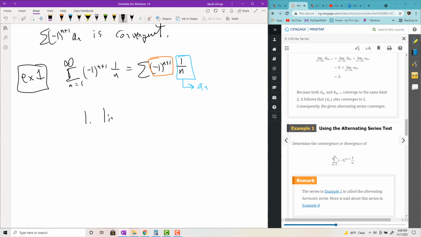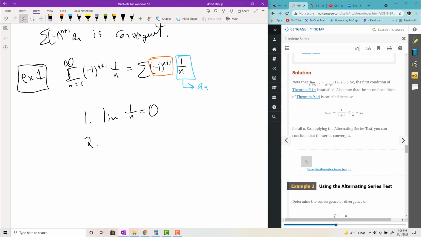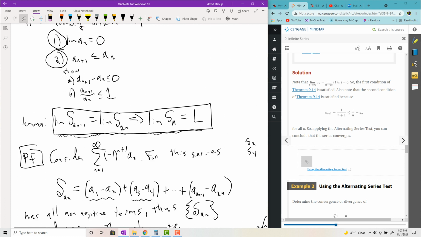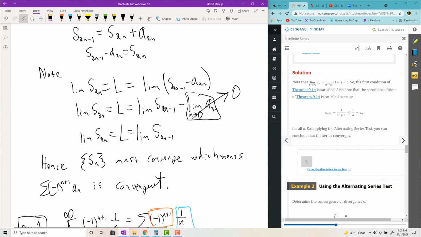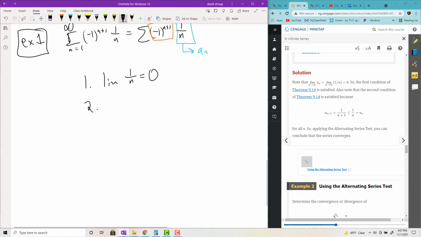So first you take the limit of a sub n, and that equals 0, so that part works. And then you have to show that the terms are decreasing. The way the book does it is it just makes a relation and says it works by inspection. I would really want you to do either a difference like a sub n plus 1 minus a sub n, or the ratio a sub n plus 1 over a sub n, and show that that's less than or equal to 1. So let's do the second version, the ratio version.